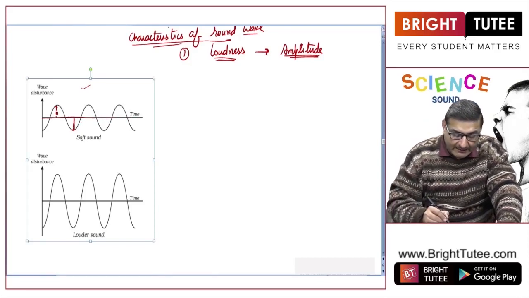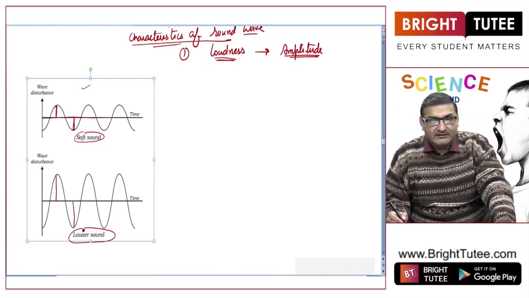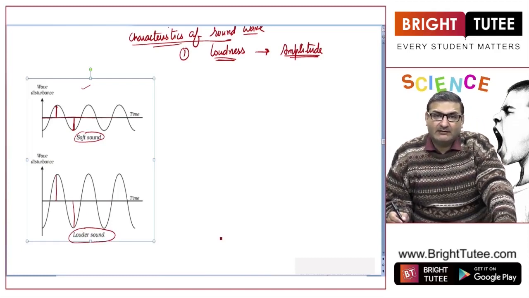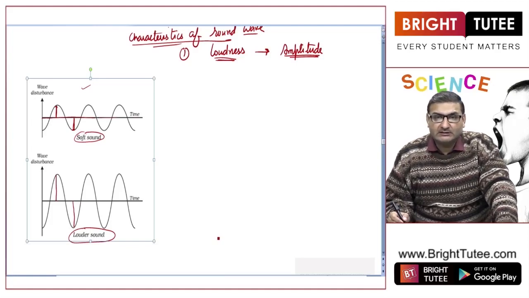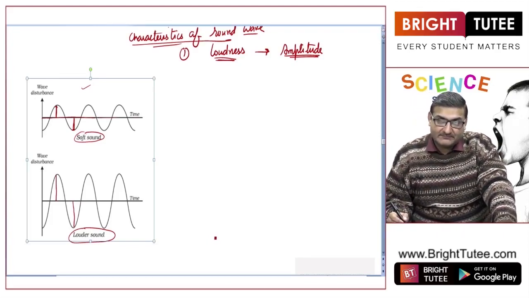If the amplitude is less, then it will be a soft sound, and if we increase the amplitude, then it will be a louder sound. So, we can say that the loudness of the sound depends on amplitude, and it is directly proportional to amplitude. The more the amplitude, the louder the sound will be. So, this is the first characteristic of sound, that is the loudness, right? The soft sound or the loud sound. And on which factor does it depend? It depends on the amplitude. Clear to all?